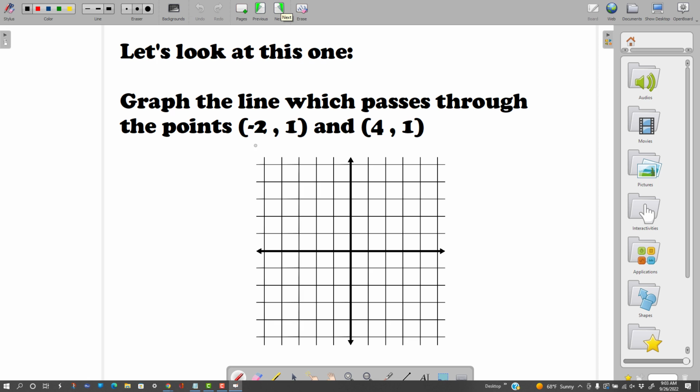Let's try this one. I'm going to plot (-2, 1) and (4, 1). Notice here that our Y coordinates are the same, so we end up with a horizontal line.